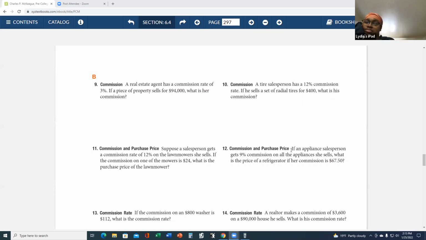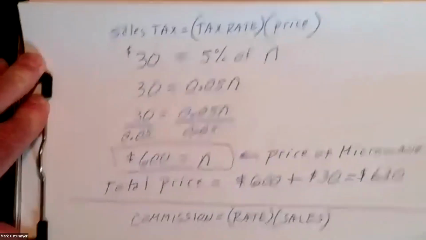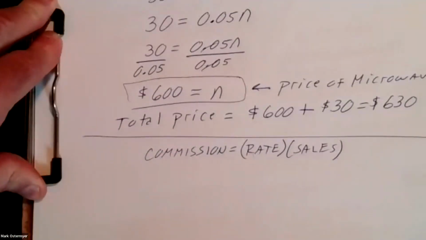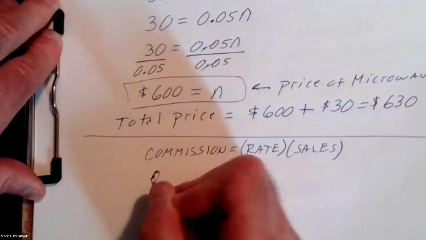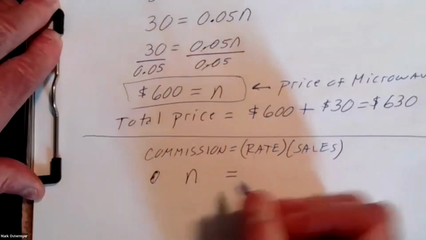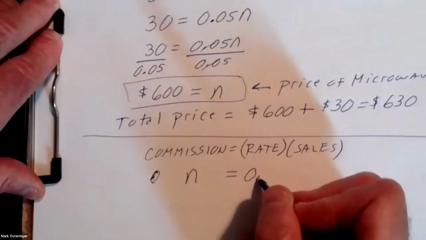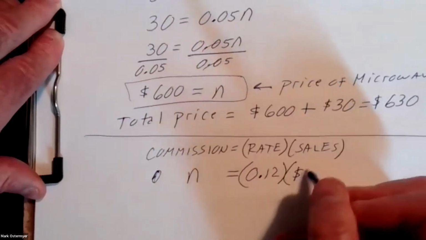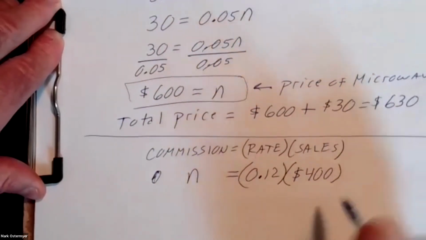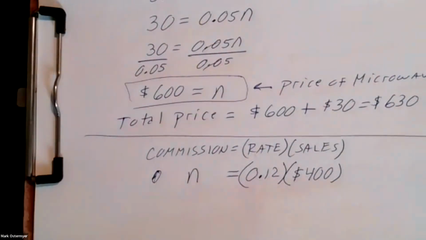So we have another equation that involves commission here. Commission is equal to rate times sales. And what is the commission rate? 12%? We don't know the commission he earns, so we'll call that N. The commission rate is 12%, as a decimal is 0.12. And the tires he sells were worth $400. There you go. Just get on your calculator, multiply 0.12 times 400, and you will figure out how much commission you will earn by having sold those tires.